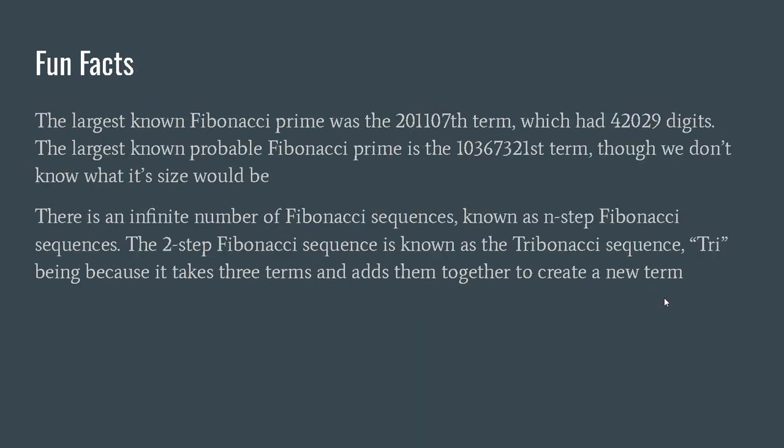Okay, and we're coming to the end. Now we just have some fun facts, or at least I think they're very fun. The largest known Fibonacci prime, which is a prime number in the Fibonacci sequence, was the 201,107th term, which had 42,029 digits. That was actually found September of last year.